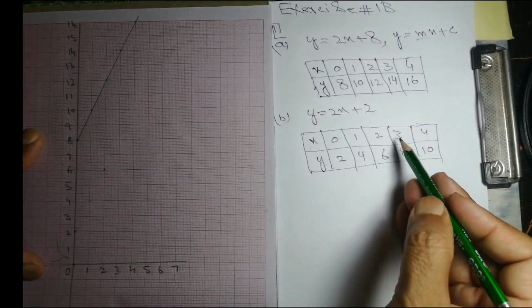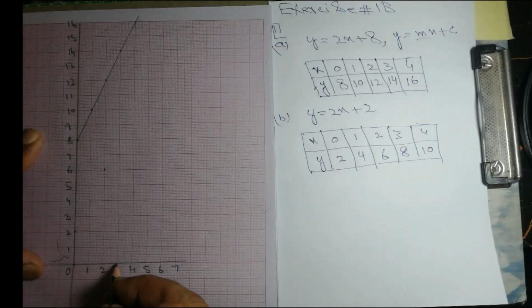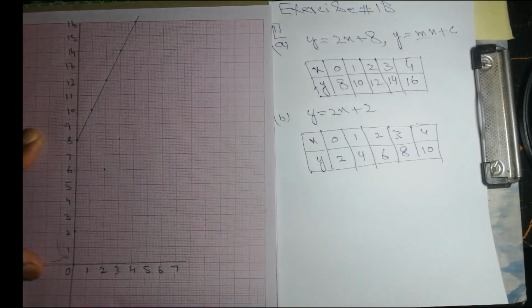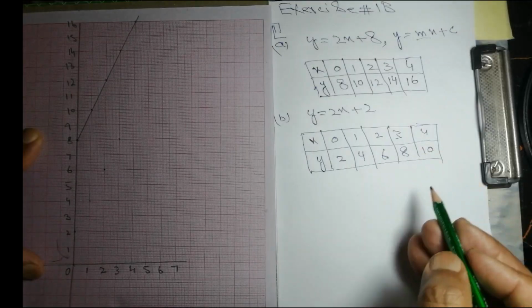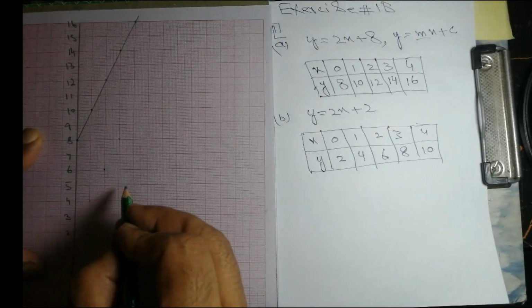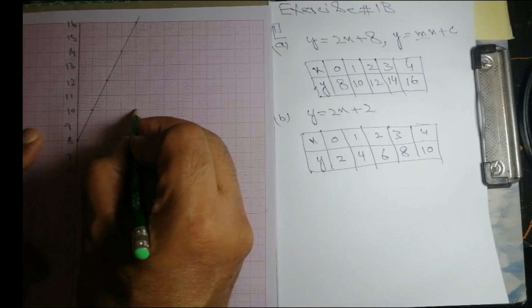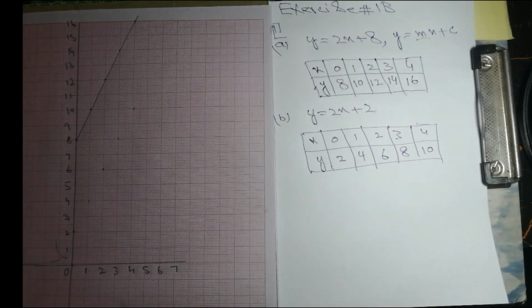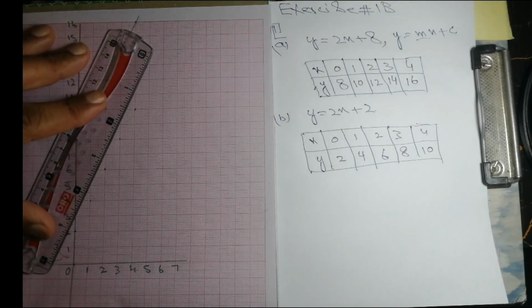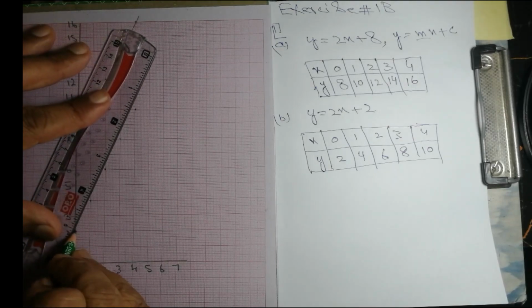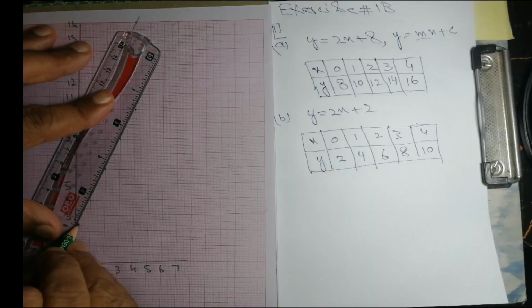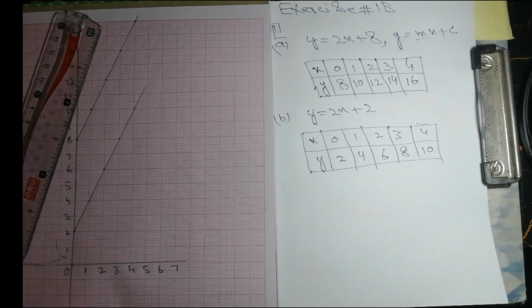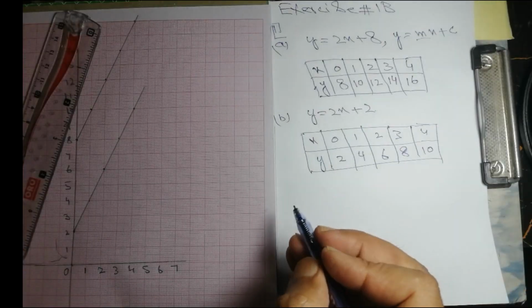And then x equal to 3 and y equal to 8 is this point, and x equal to 4 and y equal to 10, 4 and 10, is this point. So we draw the line passing through the given points. So this is the straight line passing through the points as per part B of the question.